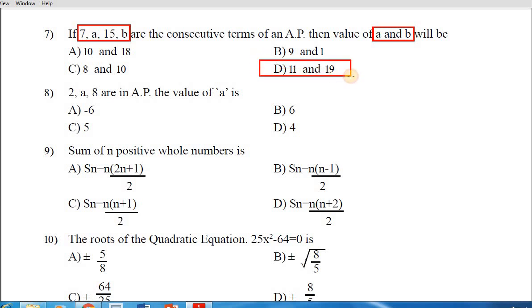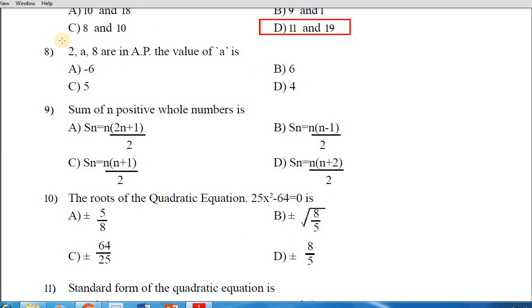Option D is correct. Question number 8, children. 2, A, 8 are in AP. The value of A is, given options are minus 6, 6, 5 and 4. See here, they have given an AP and asking to find the value of A. A is in between the two terms. So you have to use the arithmetic mean finding formula.